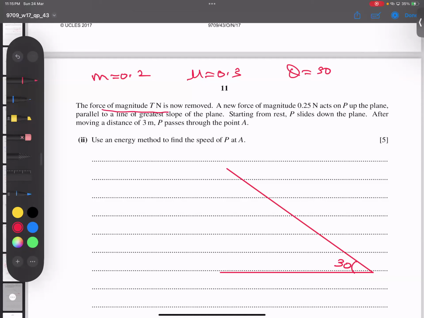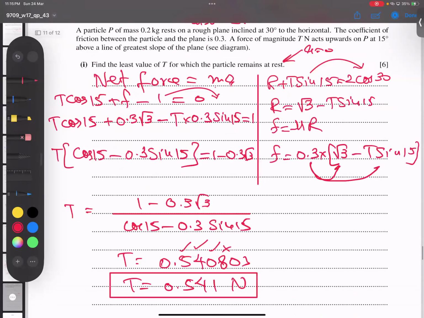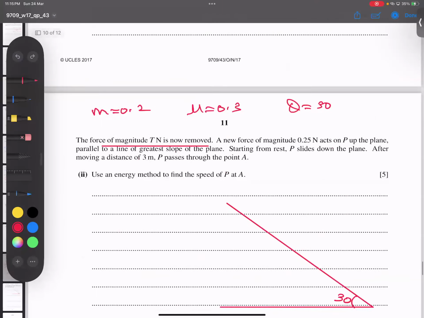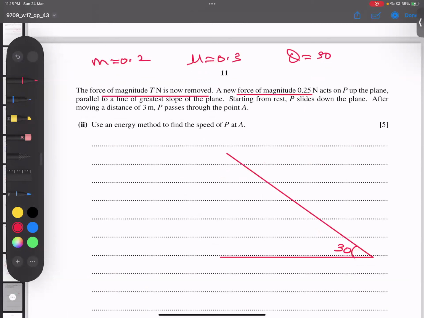He said that the tension T force is now removed. It means this force is no more there. No more there means T is gone, all components gone. Now he said that a new force of 0.25 Newton is acting on P. It means the particle is there. Let's say I make a big particle here, this P particle. And the new force is acting up the plane and parallel to the slope. It means it is acting up and parallel to the surface. I believe everyone understands why I make the 0.25 Newton force act upwards.